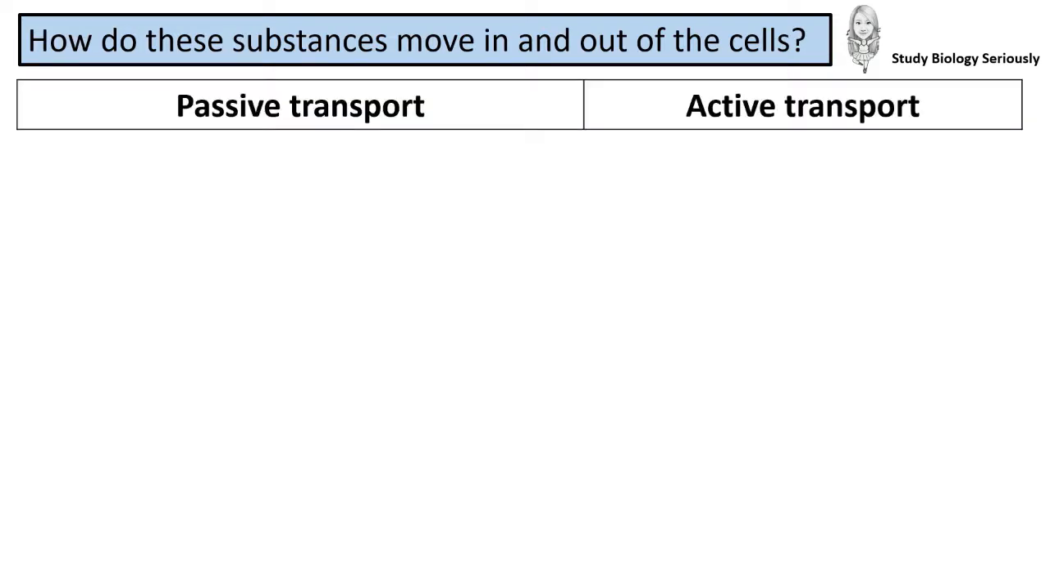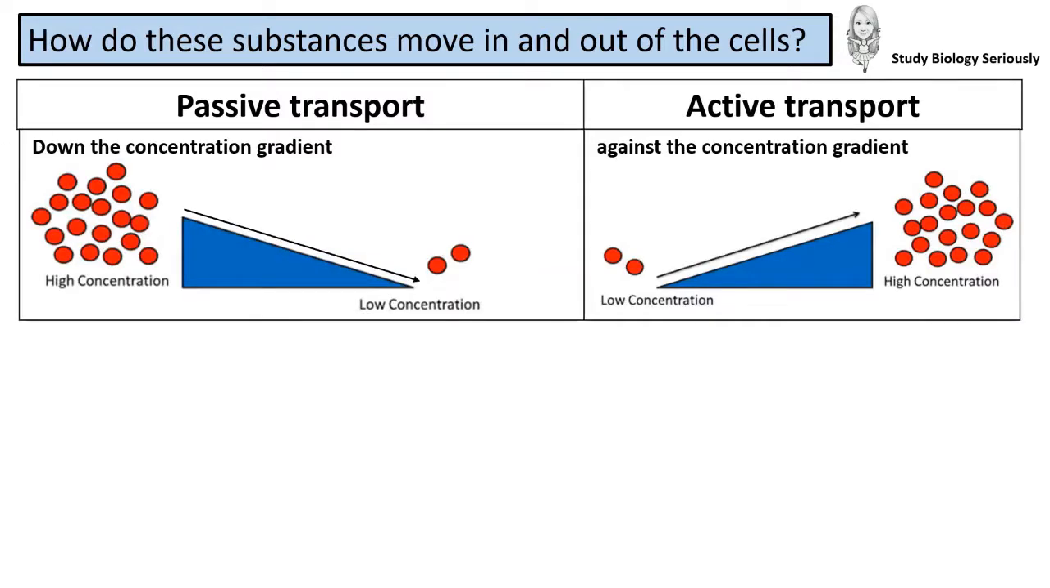There are two main types of movement for these substances: passive transport and active transport. The main difference between them is the movement of molecules or ions for passive transport are down the concentration gradient, while for the active transport, the movement of molecules or ions are against the concentration gradient.